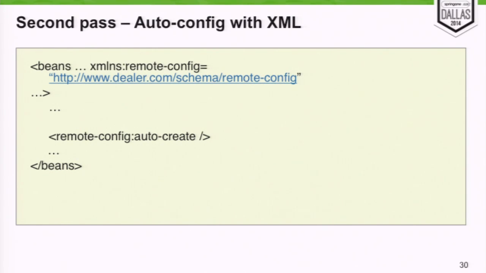We just say remote config auto create. What this one does is when the application starts, it goes out to ZooKeeper and looks up all of the bindings for that application. And then it will go through each binding and basically create a bean definition for each individual binding, put it into the Spring context, and then move on to let the rest of the application context start up. So by creating bean definitions, we're able to put these things into the Spring context early enough that they can be auto-wired into other beans.